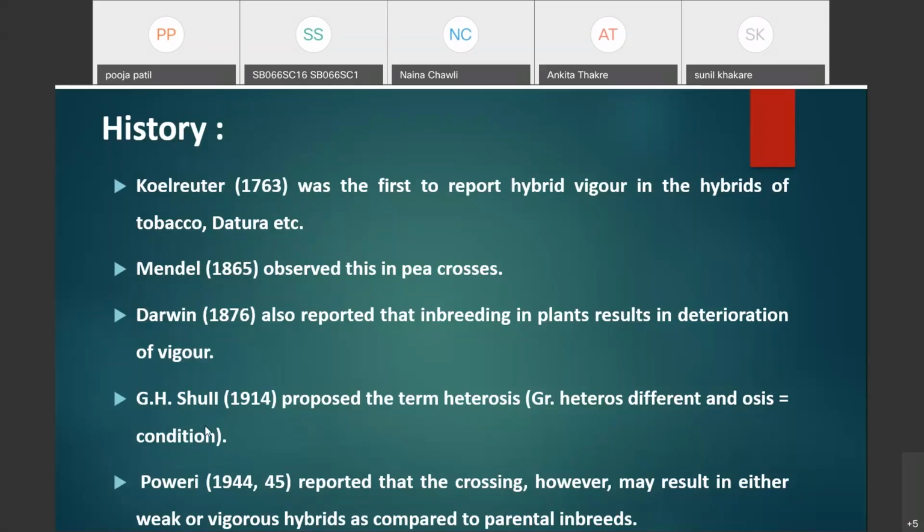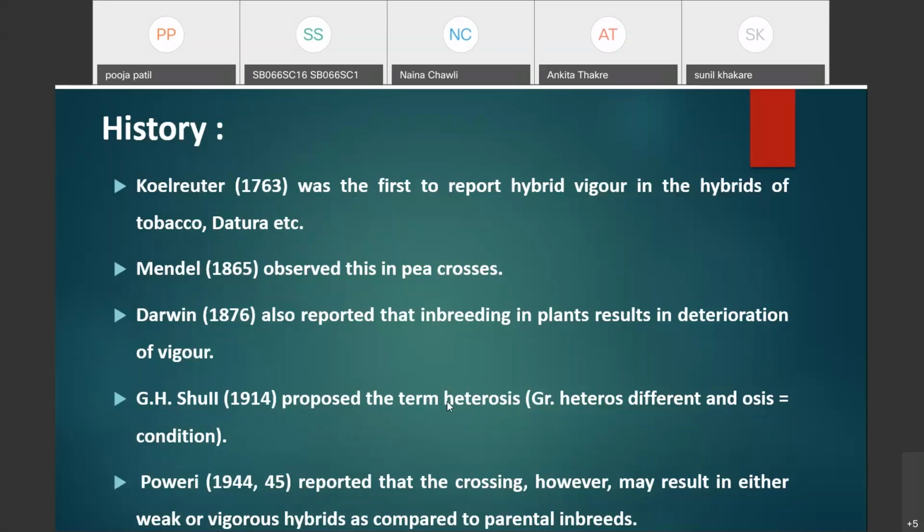G.H. Shull, in 1914, proposed the term heterosis. The term heterosis may be asked as an MCQ in the theory examination. The term heterosis, for the first time, was used by Dr. G.H. Shull in 1914.